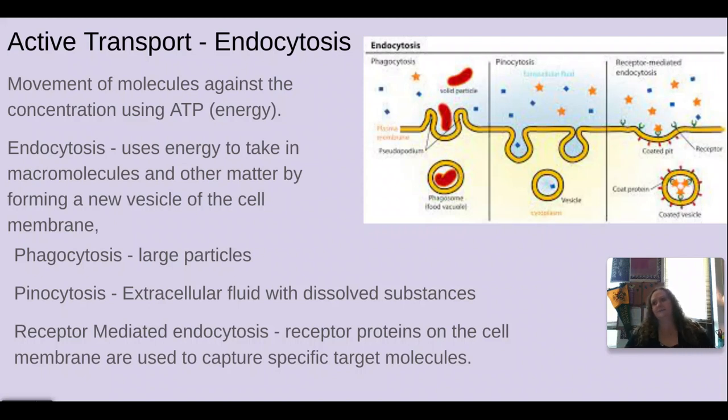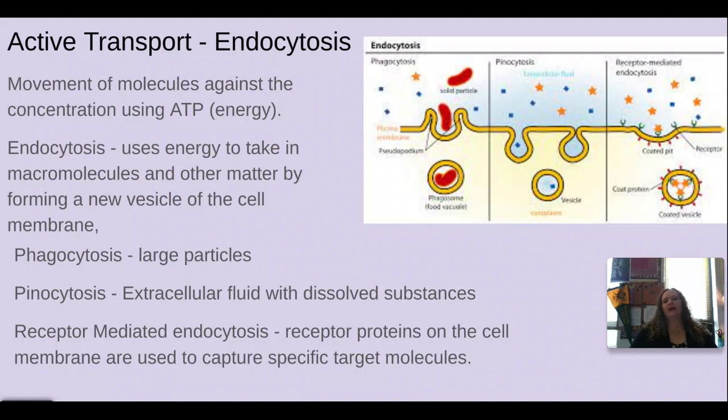There's really three types here. The first is phagocytosis, which is just where it surrounds large particles. Think of macrophages in your immune system, where they surround whatever invader they're trying to consume or destroy. Or think of an amoeba surrounding its food source to eat it, creates that vesicle. Pinocytosis is where it's taking in fluids, the extracellular fluid, usually with some sort of dissolved substance that the organism needs, that we call pinocytosis.